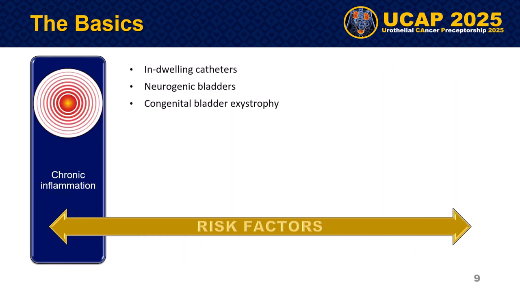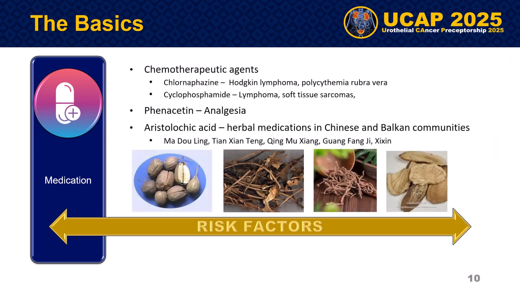The same chronic inflammatory mechanism is also how indwelling catheters and neurogenic bladders increase the risk of urothelial cancers. In the former, the tip of the indwelling catheter continually irritates the bladder mucosa, while in the latter, the urine itself acts as an irritant to incite the inflammatory response. Certain medications, usually cytotoxic drugs such as chlornaphazine as well as cyclophosphamide, are used in the treatment of lymphomas and sarcomas. These drugs also increase the risk of urothelial carcinoma.